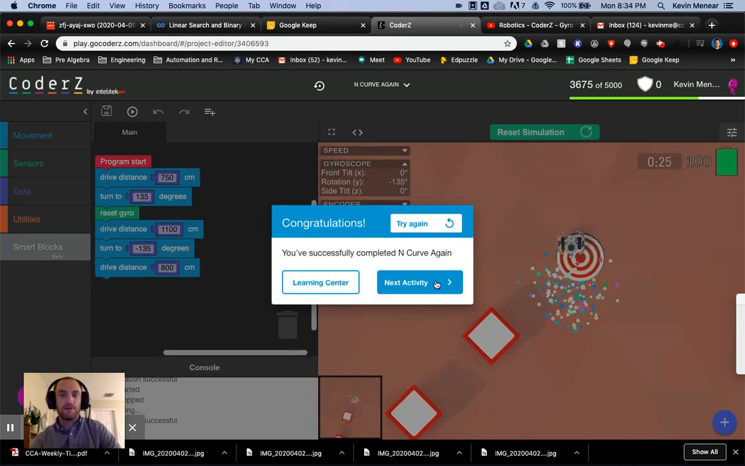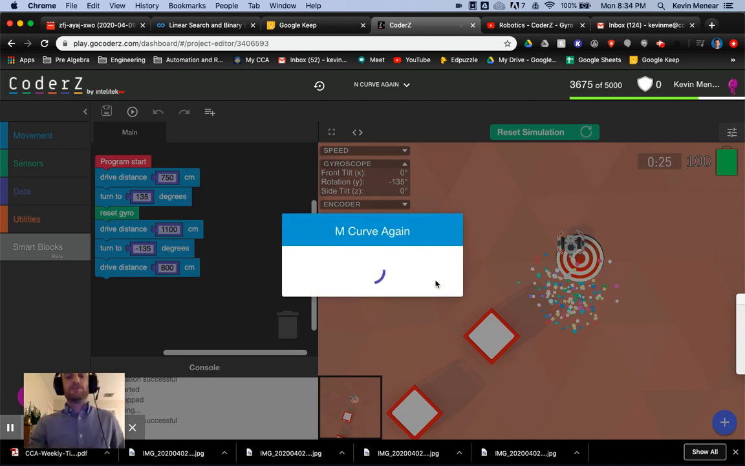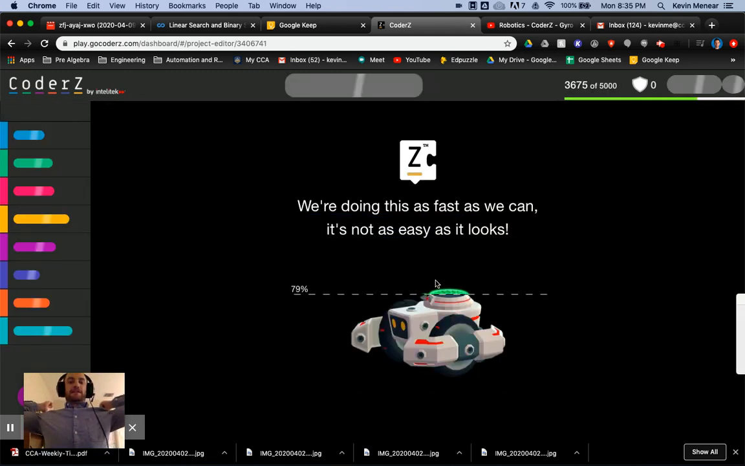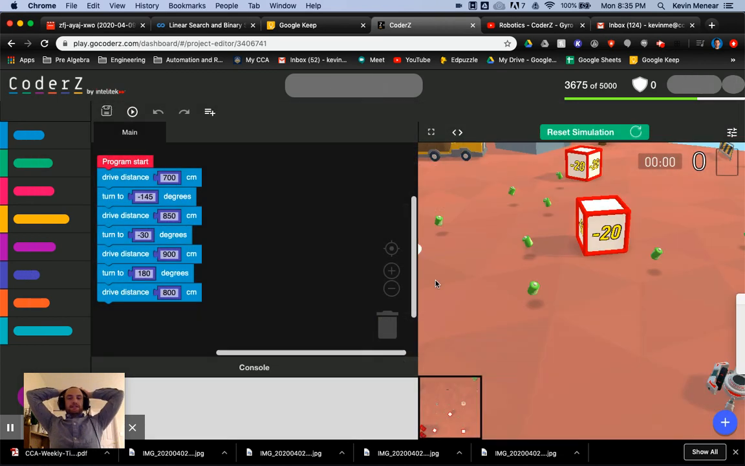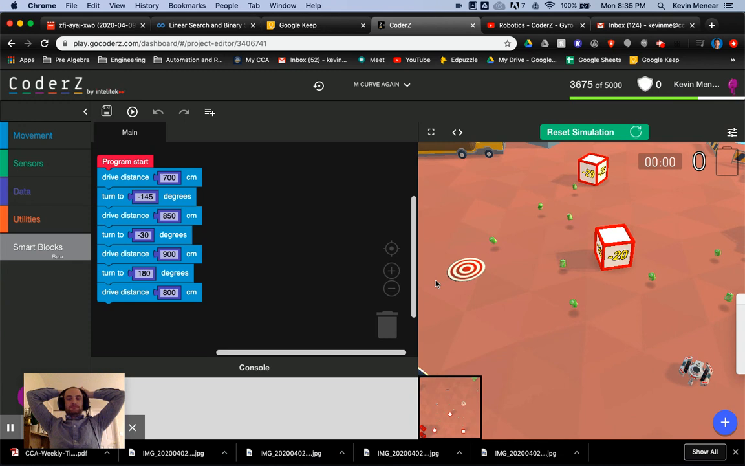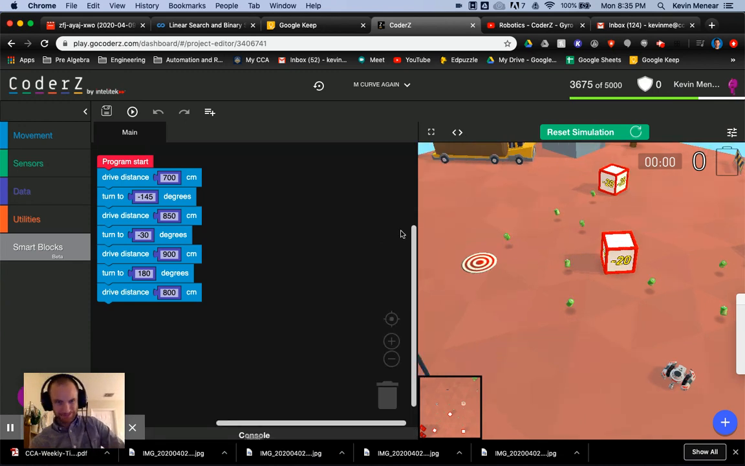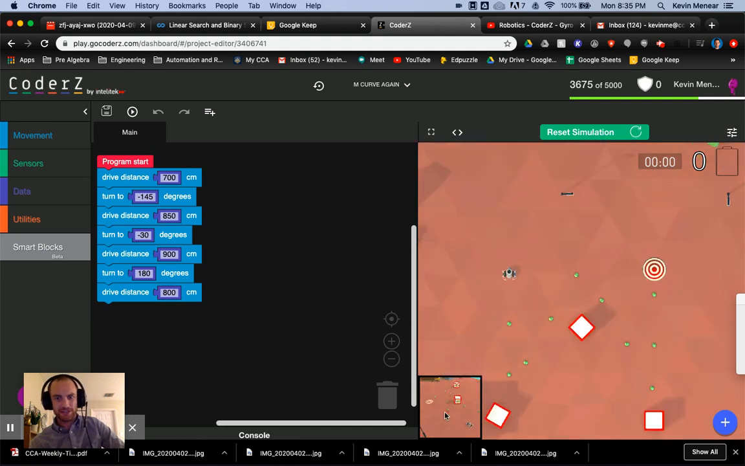So cool. All right, so the next activity would be M-curve, but M-curve is basically the exact same idea as N-curve, just harder and longer. And you know what? There's not really a whole lot of point in me going through it, but I already did it, so let's just take a look at it.